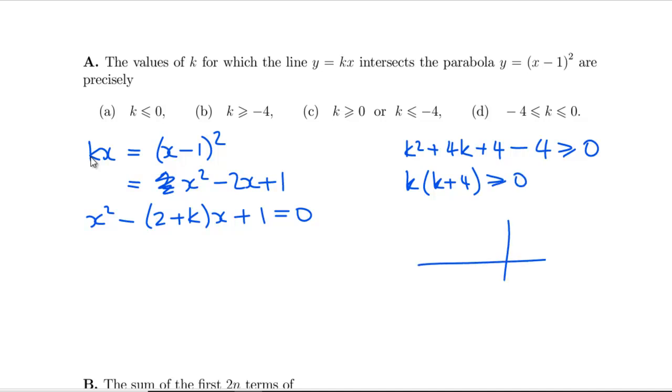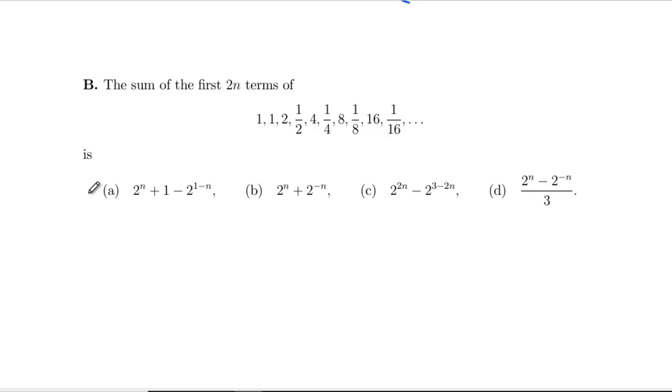So we've got ourselves a positive quadratic going through minus 4 and 0, and we need it to be positive. So we've got that bit and we've got that bit. So it needs to be less than minus 4 or greater than 0, and we've got the equals options as well. So what's that? C. Okay, that was a fairly standard A-level sort of question, that one. Nothing very exciting. B, the sum of the first 2n terms of this is what?